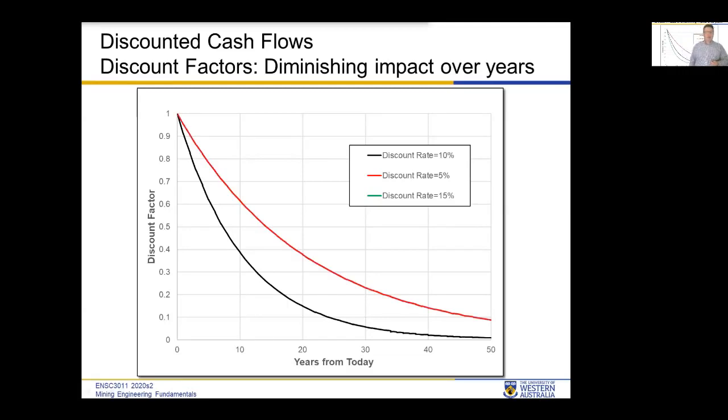The discount rate of 5%, it holds its value longer. Discount rate of 15%, it drops more. So it has a big impact. The interesting thing here is all of these, after about 20 years, got pretty small significance in today's money. So when you're designing things, don't worry too much about what's happening in 20, 30, 40, 50 years' time. It's not going to have a big impact on today's economic value. So worry more about what you're doing in the first few years.